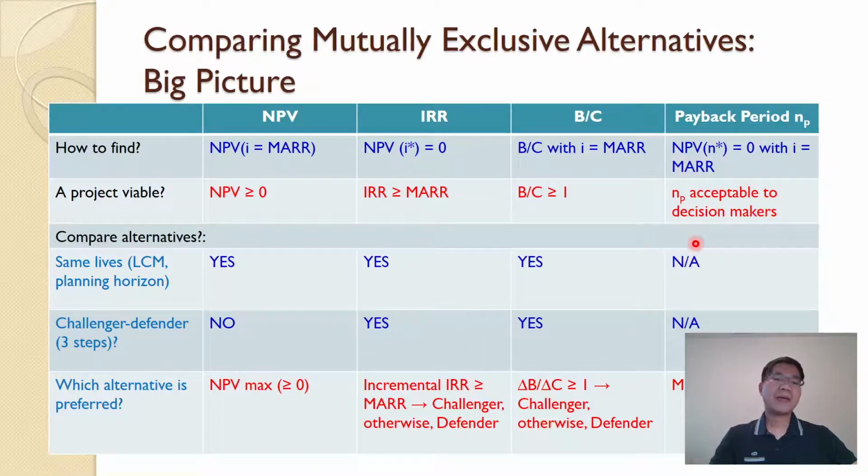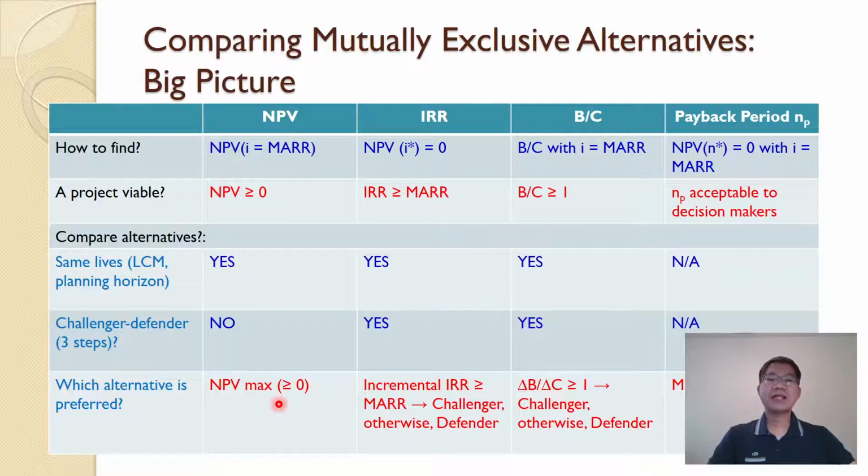And then the payback period, of course, is not applicable for challenger defender, because we treat each alternative separately, find out the payback period for each. And then which alternative you prefer for different methods here. For NPV, the maximum NPV for all of the alternatives we evaluated, that is the best option. The best option is the option that has the maximum net present value. And of course, to be financially viable, it has to be non-negative, and you can see that the maximum is non-negative.